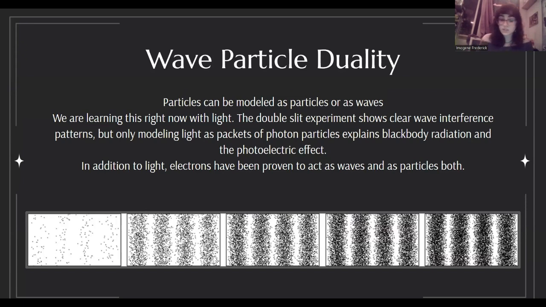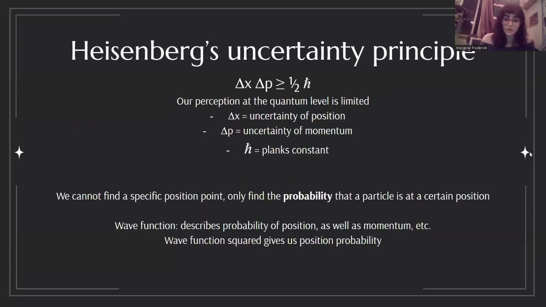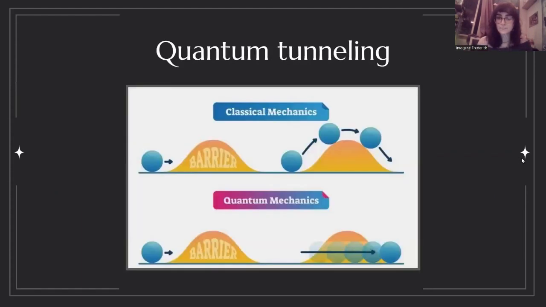And Heisenberg's uncertainty principle, right here, basically takes the wave function and tells us that because our perception of the quantum realm is so limited, we cannot with certainty know the position and the momentum at the same time. So therefore, we can't pinpoint the exact location of particles. We can only find the probability that they are at a certain position. And this is very important, and you will see why once we get exactly into this phenomenon.